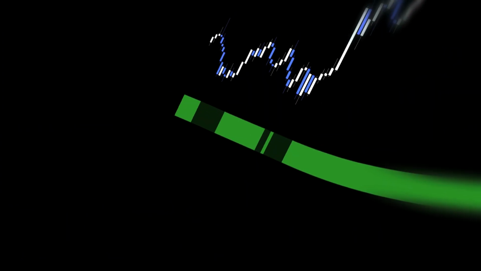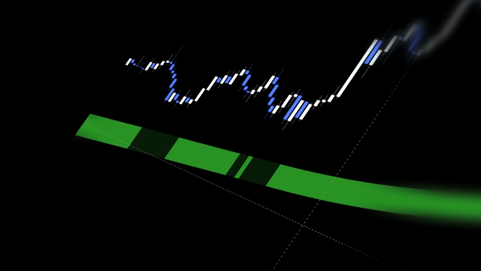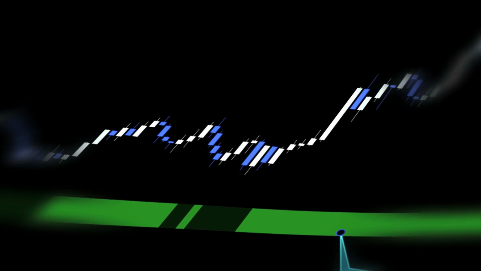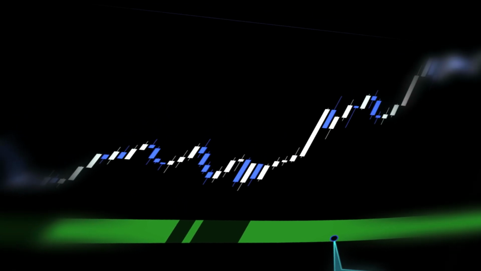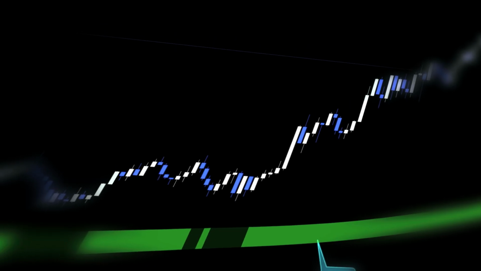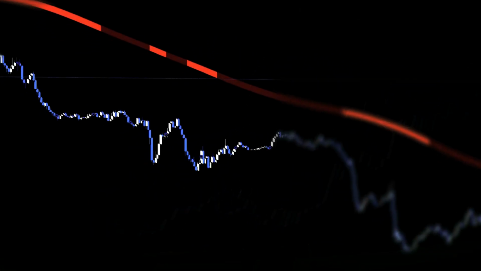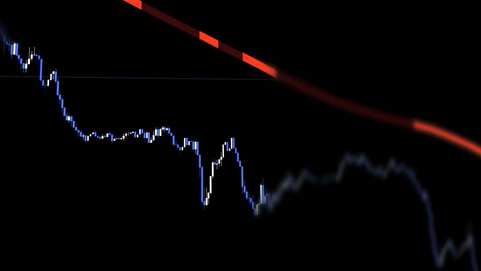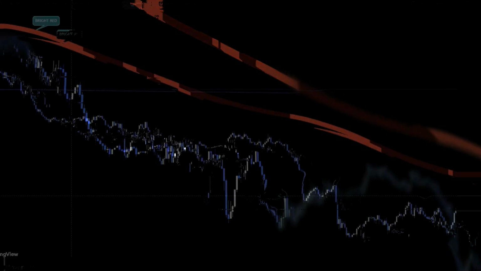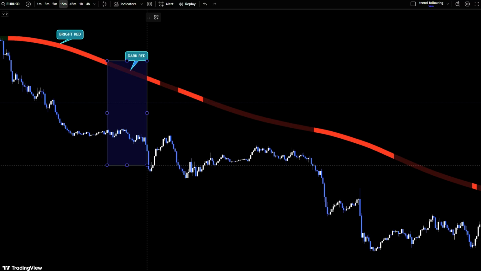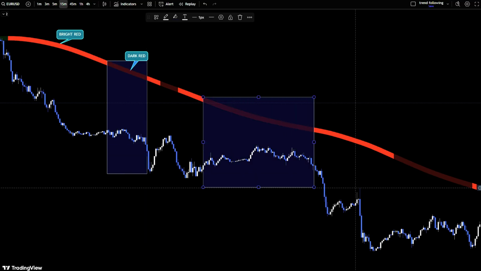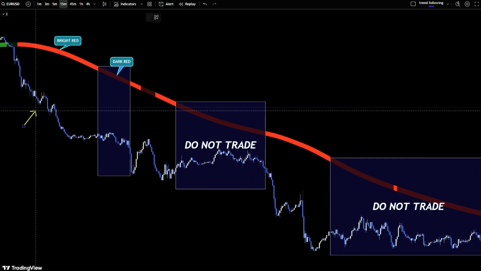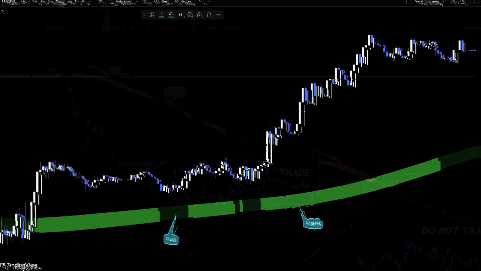Here's how we read it, and it couldn't be simpler. If the bands are bright green, it tells me that the buyers are in firm control of the trend. If it's bright red, sellers are in control. If it's any other color or just flat, it means the market is undecided. And for me, that's a signal to stand aside and wait for clarity.